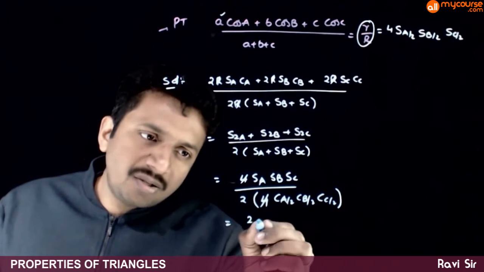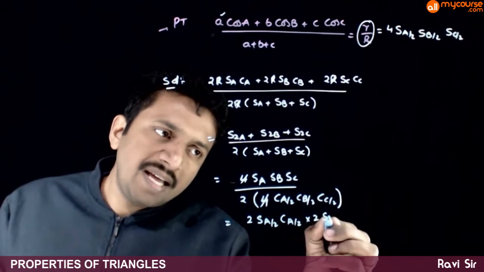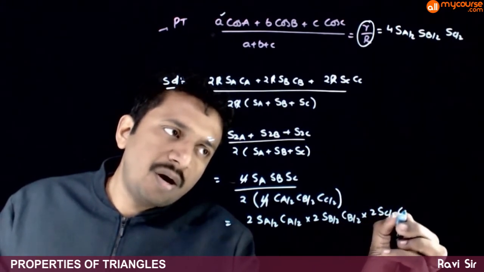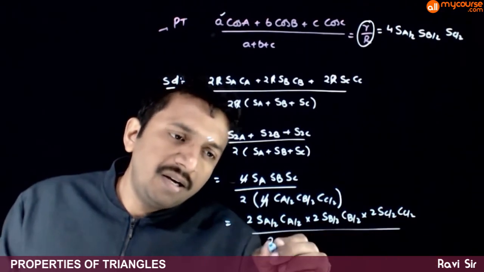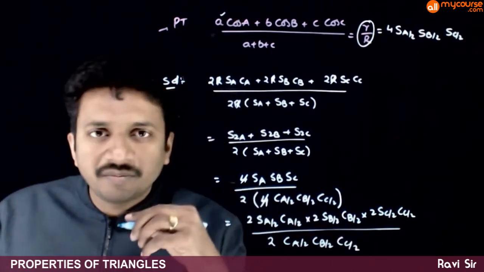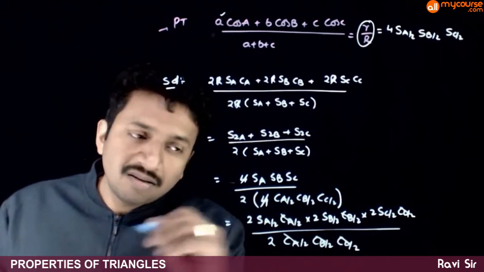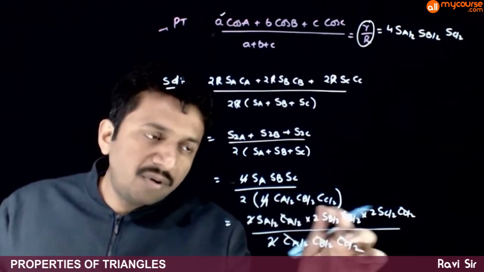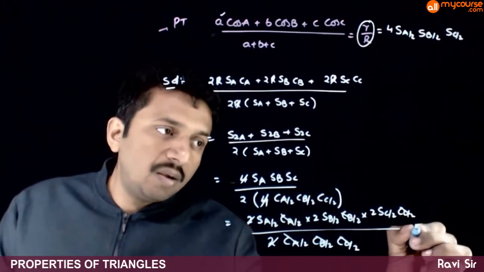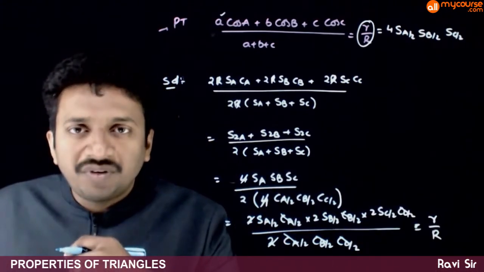So sine A is 2 sine A by 2 cos A by 2 into 2 sine B by 2 cos B by 2 into 2 sine C by 2 cos C by 2, divided by 2 times cos A by 2 cos B by 2 cos C by 2. So cos A by 2, cos B by 2, cos C by 2 gets cancelled. So one 2 gets cancelled, and you have 2 twos remaining, that is 4 sine A by 2 sine B by 2 sine C by 2, which is equal to small r by capital R. Hence the proposition is proved.